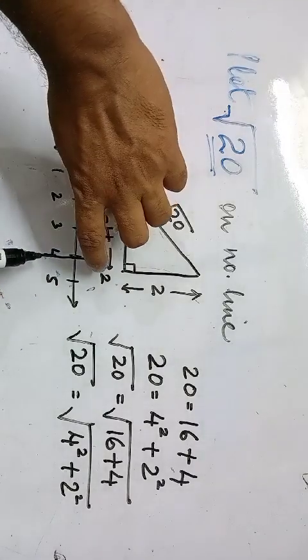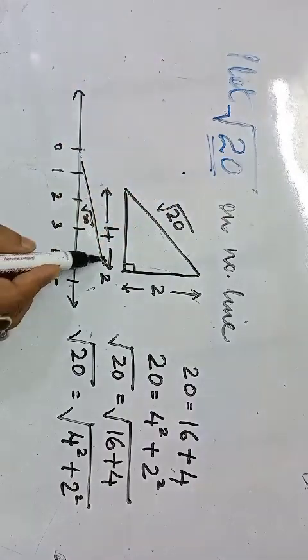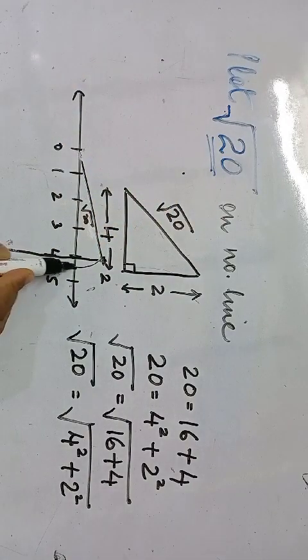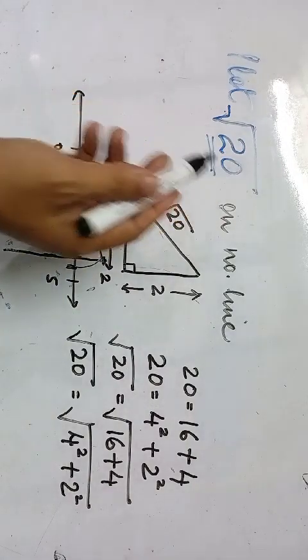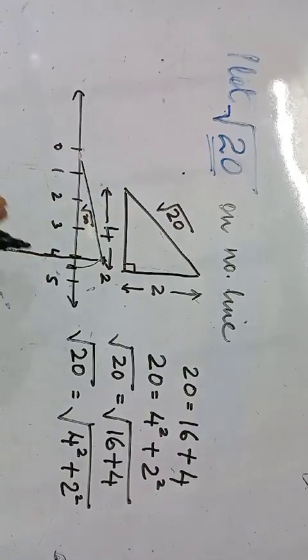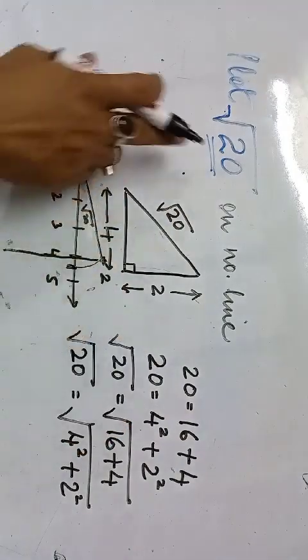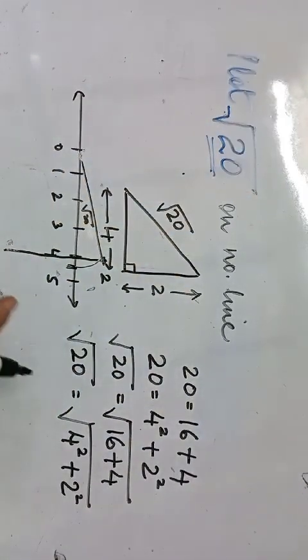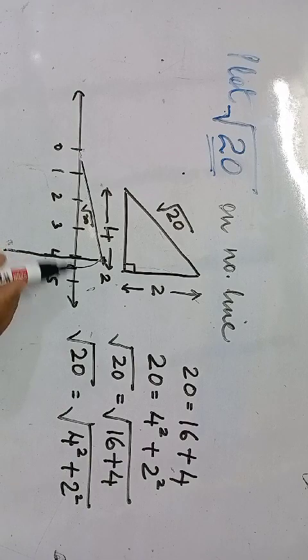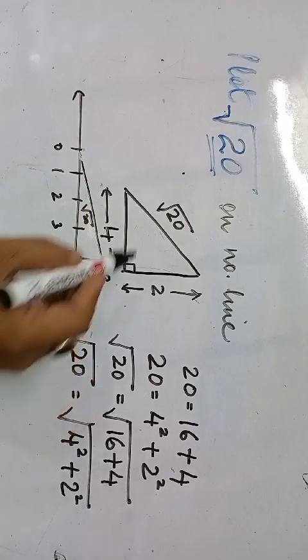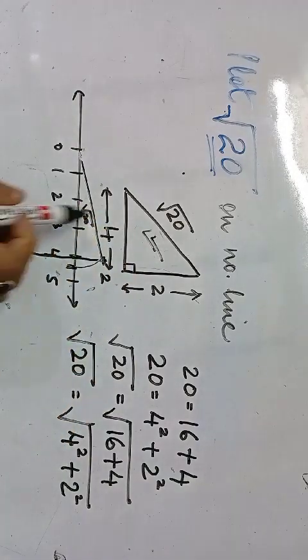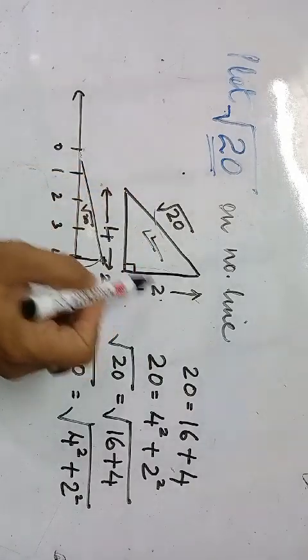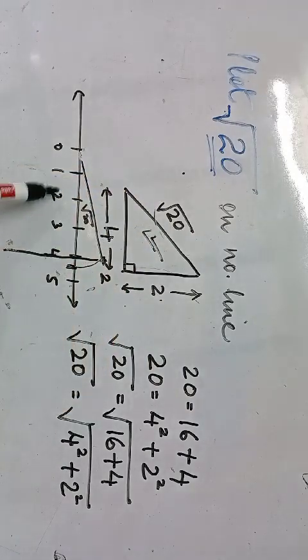Then with the help of a compass, you can draw this. So that point will come somewhere here. Naturally root 20 will come between 4 and 5, because 4 square is 16, which is less than 20, and 5 square becomes 25, which is greater than 20. So always use this right angle triangle concept to break down the number into squares of two numbers which you can plot. And then you can use that compass method of drawing the circle.